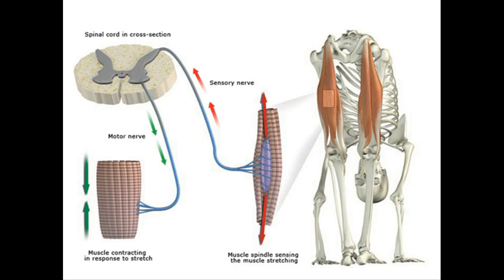More pictures here. Sensory nerve, muscle spindle sensing the muscle is stretching. That sensory nerve is fed into the spinal cord, and the motor nerve responds, the muscle contracting in response to the stretch.